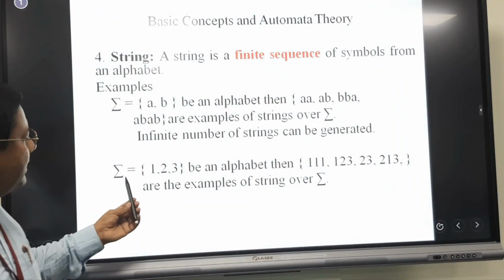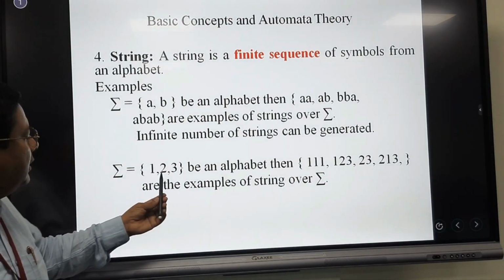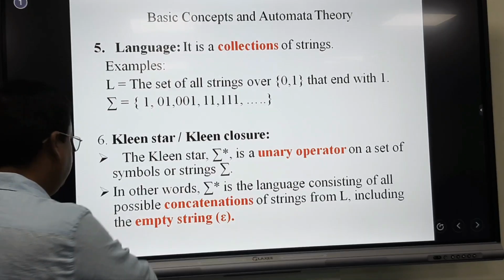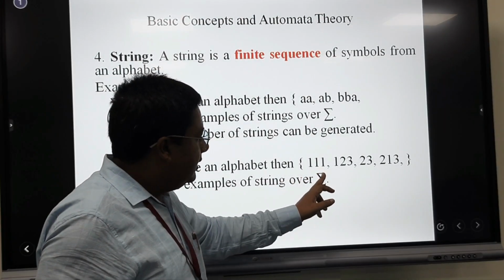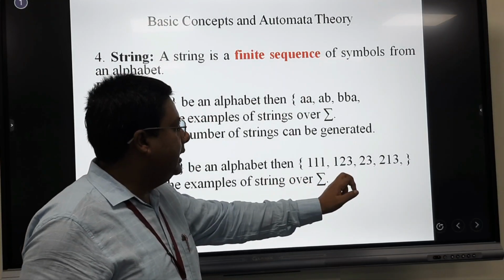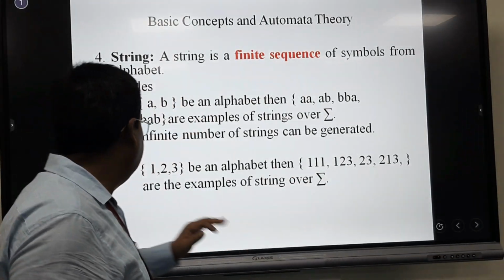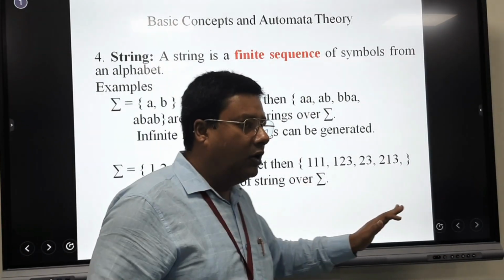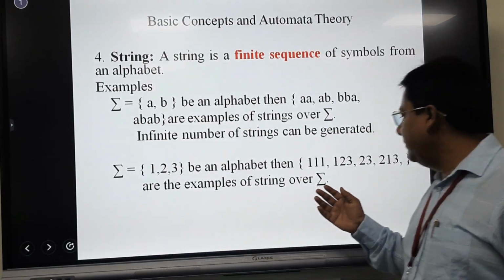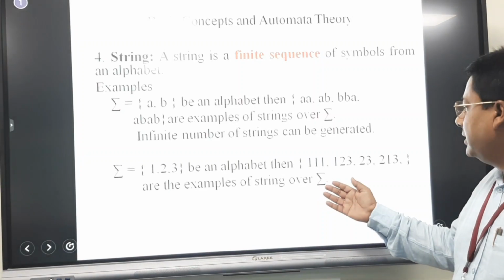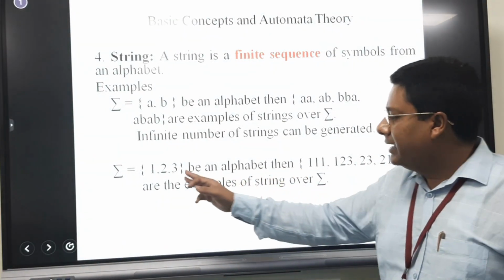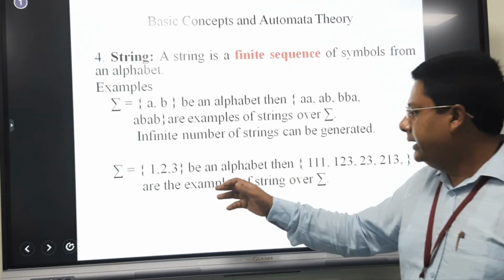Similarly, suppose sigma is {1, 2, 3}. Then 111, 11, 2, 3, 23, 2, 1, 3 are examples of strings over sigma, and we can give many more examples. This is basically the numerals 1, 2, 3.